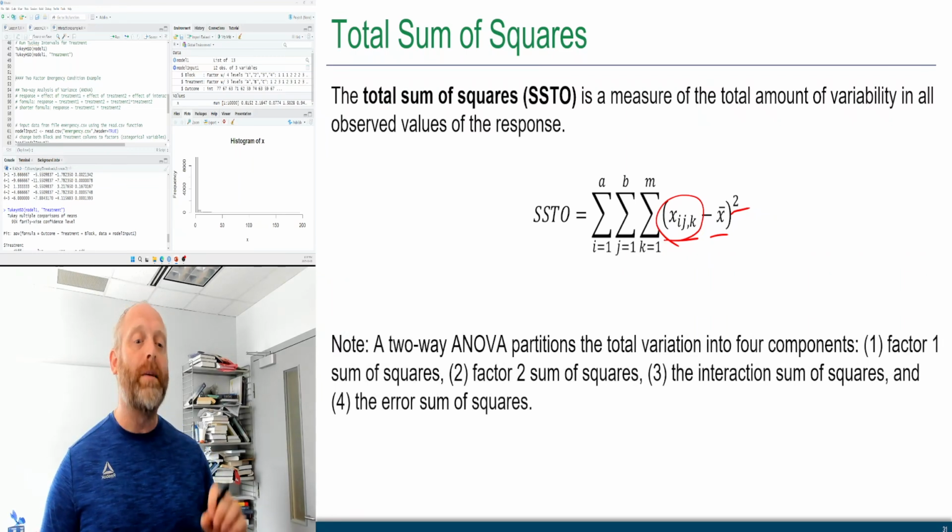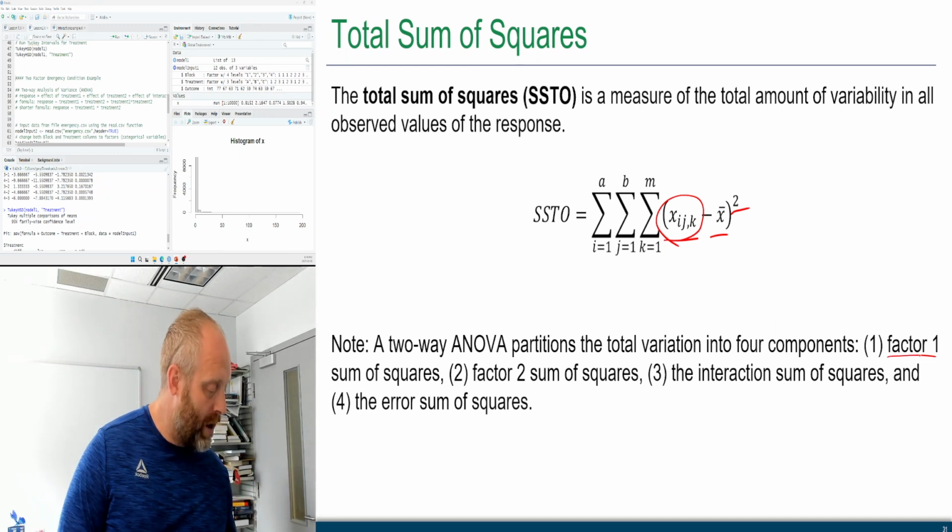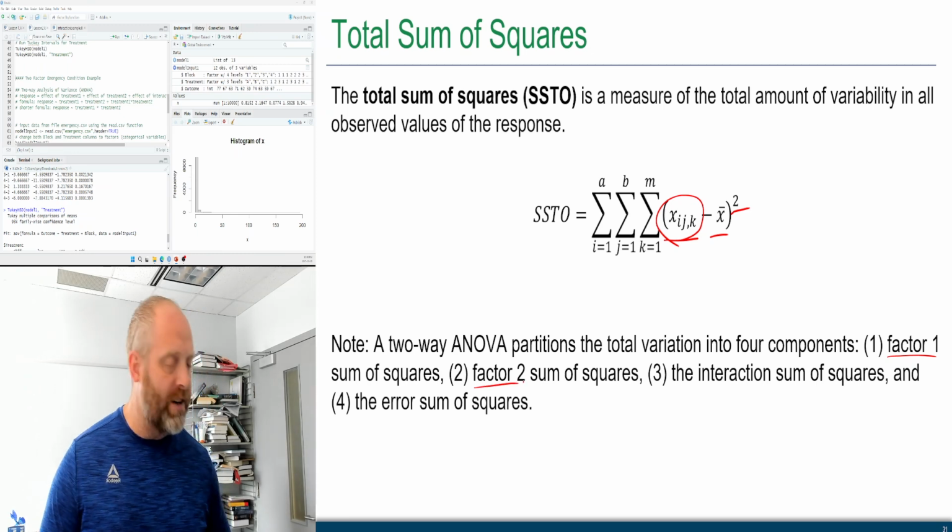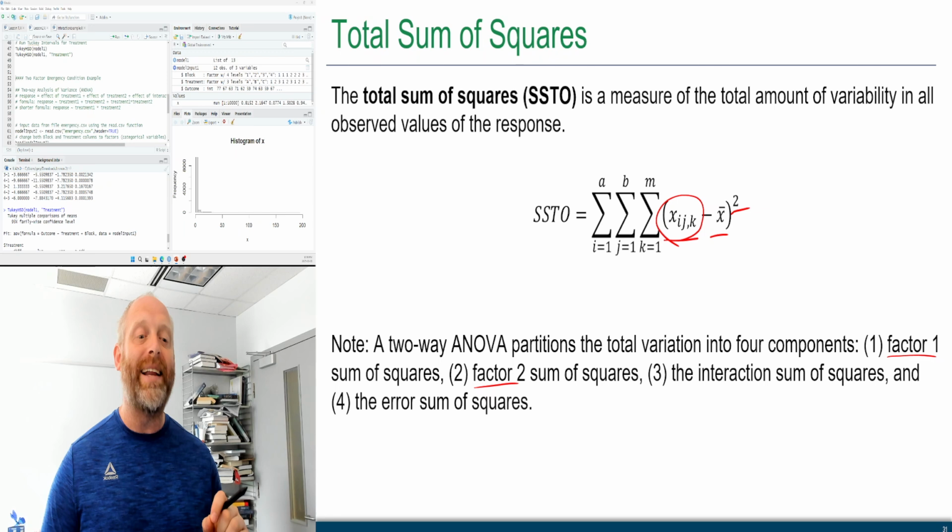From here, we want to break it up into things that we can, in fact, explain. So there is going to be a factor 1 sum of squares. There's going to be a factor 2 sum of squares. Now, there's also going to be an interaction.